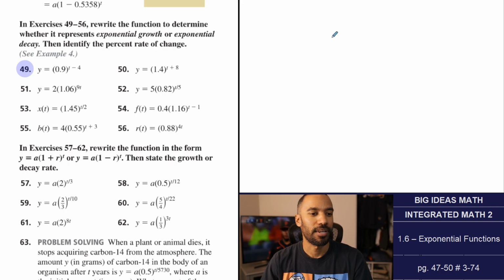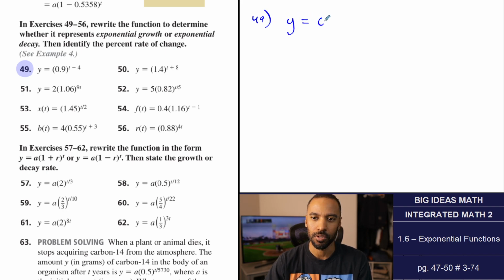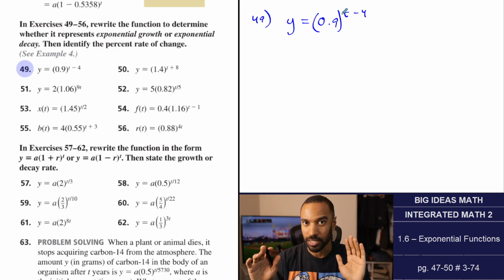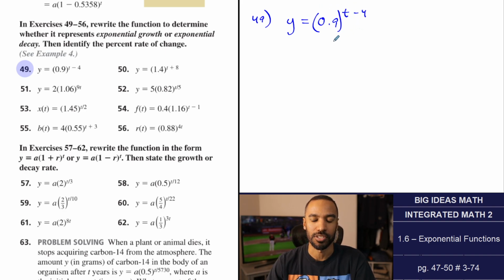All right, number 49 to 56: rewrite the function to determine whether it represents exponential growth or exponential decay, then identify the percent rate of change. Yes, that's just what we were looking at before on the previous set. So 49, y equals 0.9 to the t minus 4 power. Now 0.9 would look like decay, but we still have to make sure we know the proper percent increase or decrease, because this is t minus 4, this isn't t.